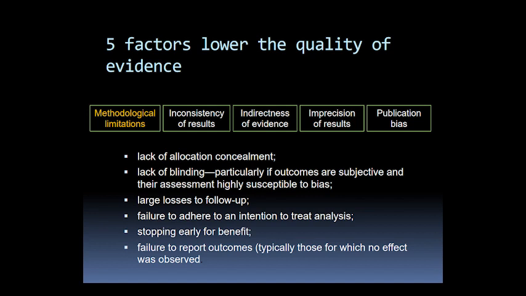So, lack of allocation concealment. Sometimes when people do randomized controlled trials, you can predict the allocation of the next treatment. You're not using a computerized way of allocation. There is no blinding, so the doctor knows exactly he's giving drug A versus placebo. So this will reduce the quality.